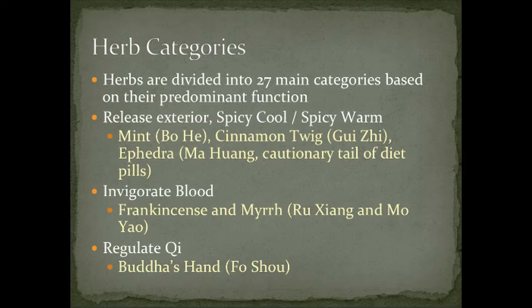We're releasing the external pathogenic factors. Remember when we talked about the 6 evils, the weathers that attack our bodies? They attack our skin first, right? And they lodge in the skin. So what we do is we use spicy herbs that release the exterior, which means that they induce sweating. When you induce sweating, you open up the pores and you push the pathogens out.